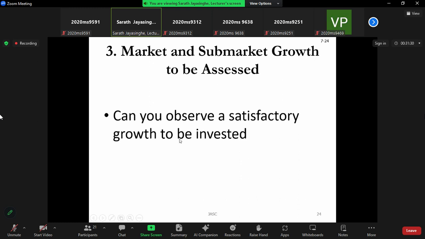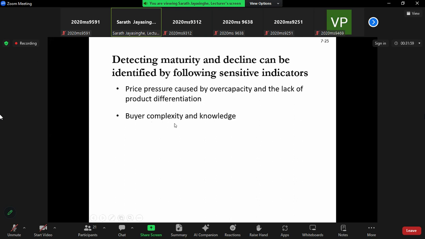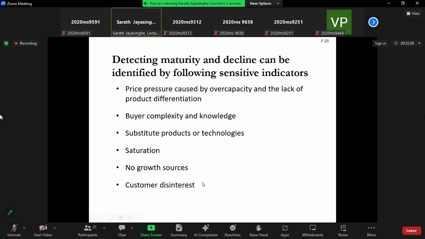So you have to think about the growth. Can you observe satisfactory growth? Right? Then you can invest. Then detecting maturity and decline can be identified by following sensitivity indicators, right? You have to assess the market maturity or decline by thinking on these lines: price pressure caused by overcapacity and the lack of product differentiation, buyer complexity and knowledge, substitute products or technologies, saturation, no growth sources, and customer disinterest.